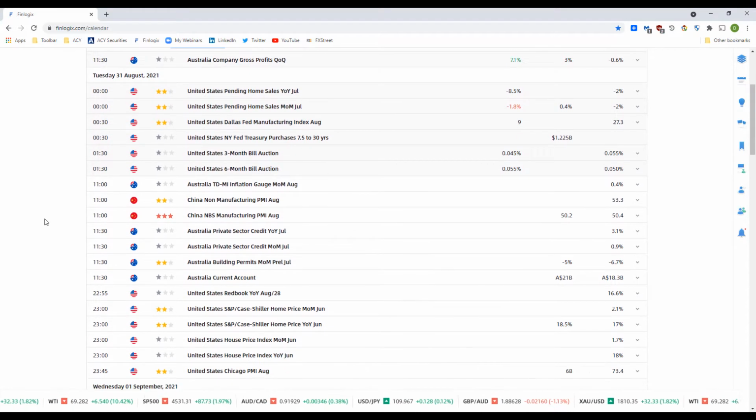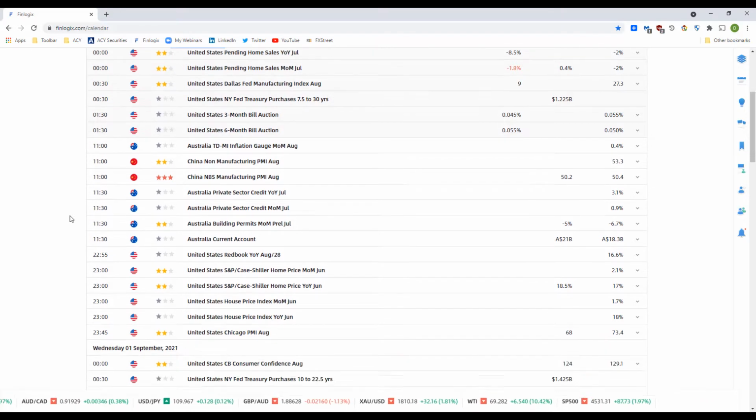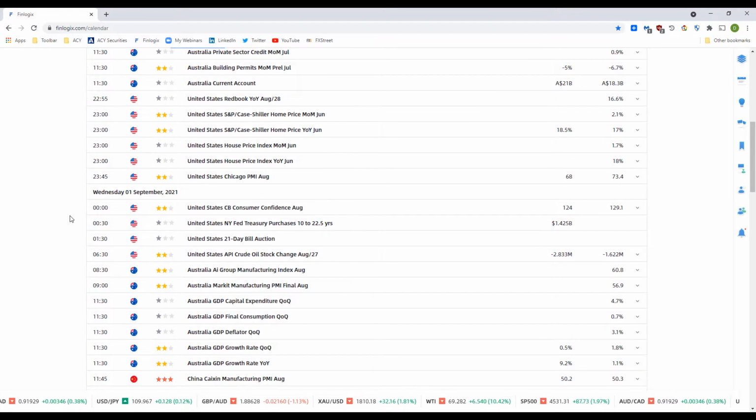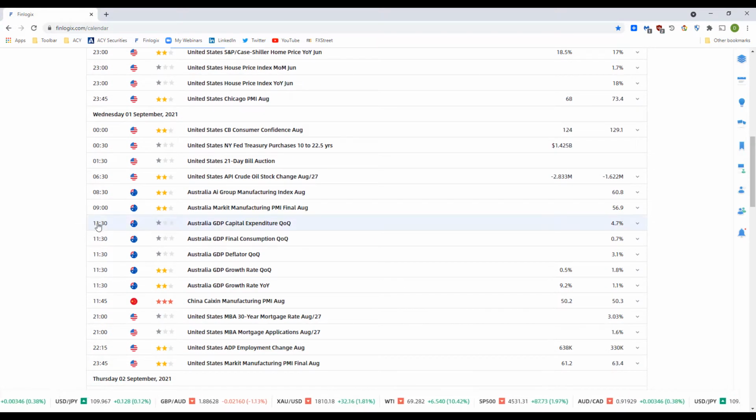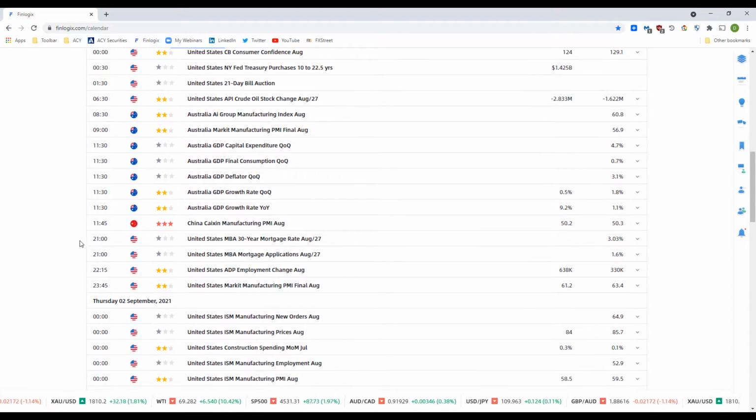Tuesday at the moment, these are Queensland time, 11 o'clock, China NBS manufacturing PMI could affect the Aussie to the US dollar. And then just keep on scrolling through into Wednesday. Australian GDP news coming out 11:30 on Wednesday morning. That will definitely have an impact potentially. China Caixin manufacturing PMI 11:45 there Wednesday.